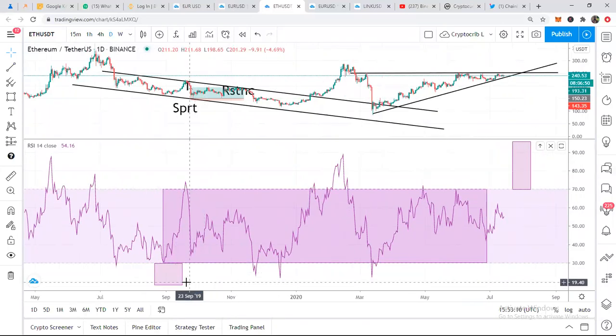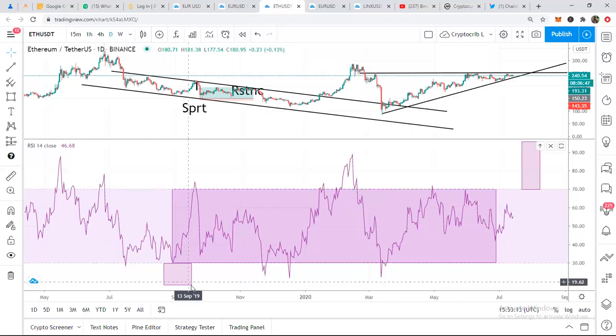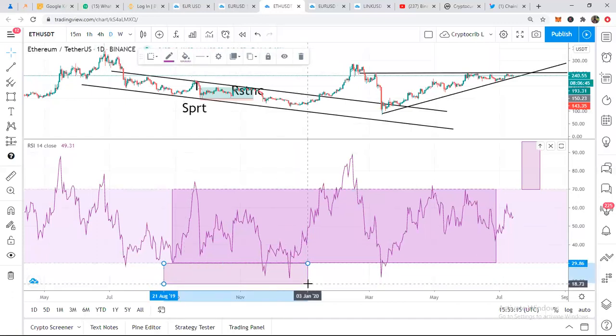Sorry, I'm trying to move this triangle. I don't know why it's not moving.